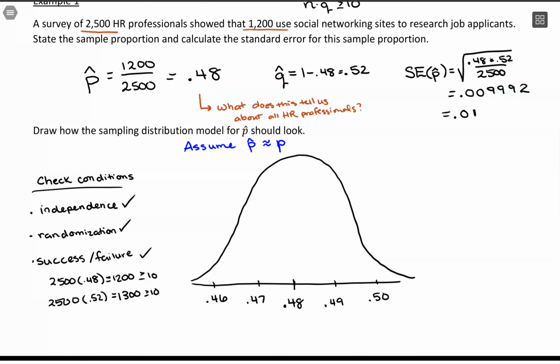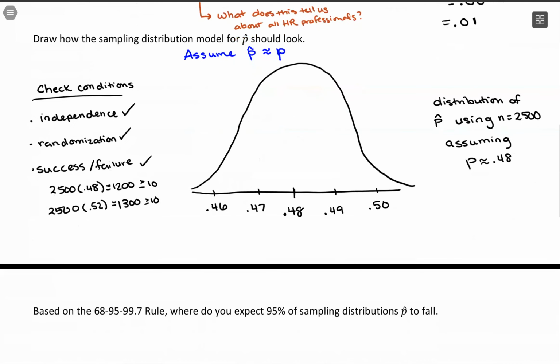So what we're seeing here is a distribution of sample proportions using a sample size of 2,500 and assuming that our population proportion is about 0.48. All right, so there's our sampling distribution.